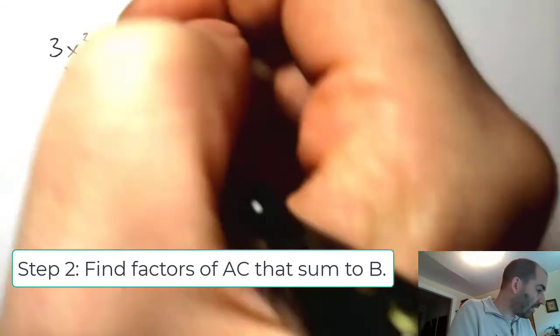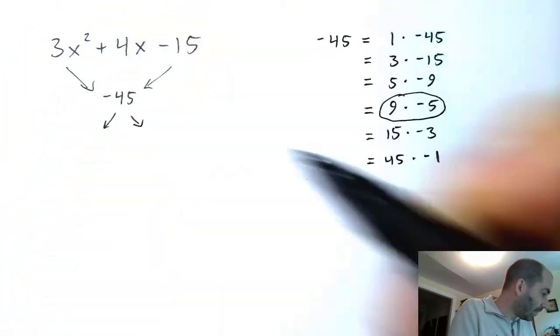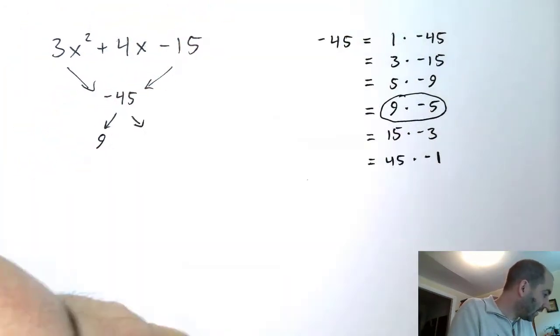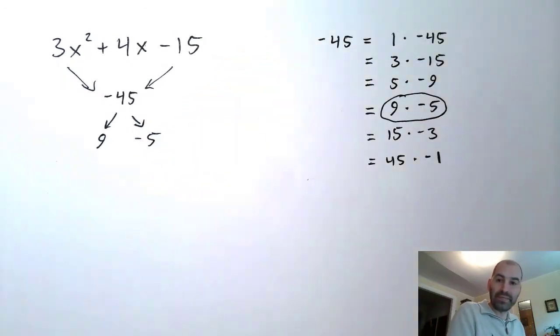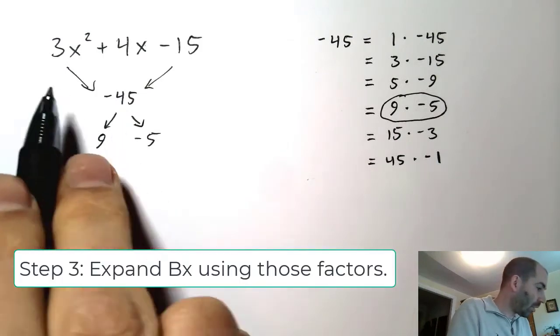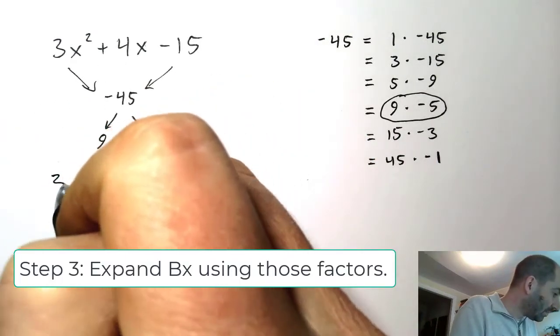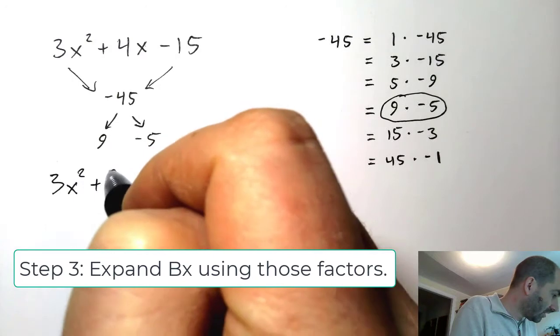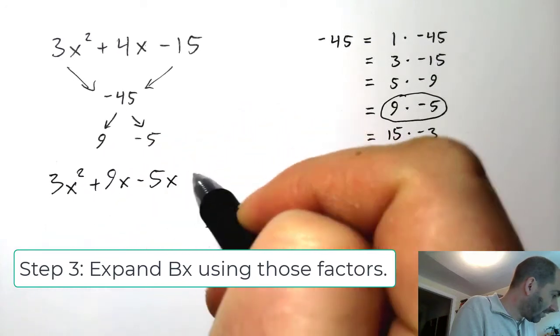So the idea here is to break this back up as 9 and negative 5. And that's how I'm going to rewrite the 4x. So I'm going to rewrite my first expression plus 9x minus 5x.